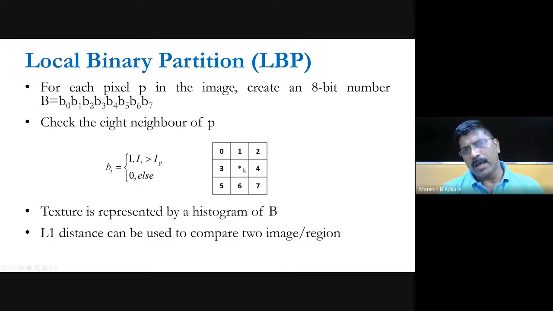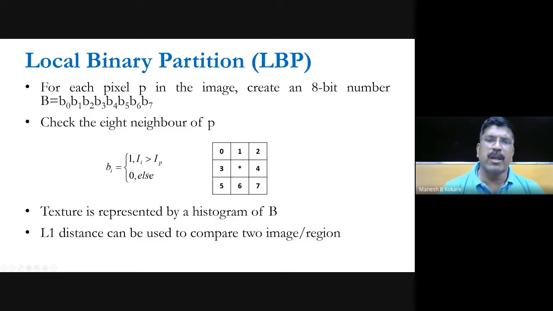Now, if P is 5, then what about this B1? 5 is greater than 1, so B1 will also be 0. Then what about this one? It will be 0. This one? 0. This one? 0. And this one is equal, not greater, so it will again be 0. But for the last two, B6 and B7 will be 1, 1. Right? We'll see one example in my next slide.